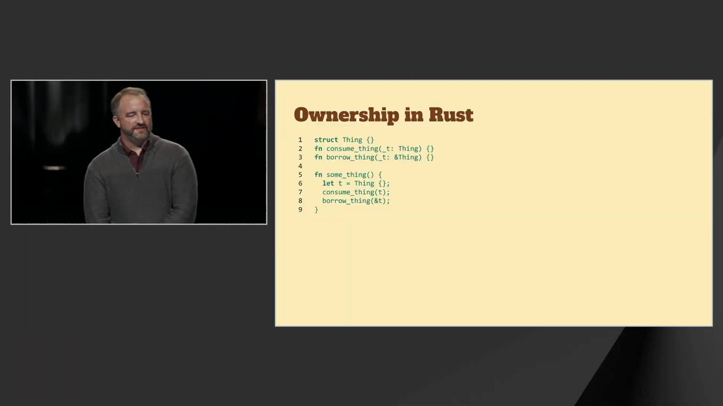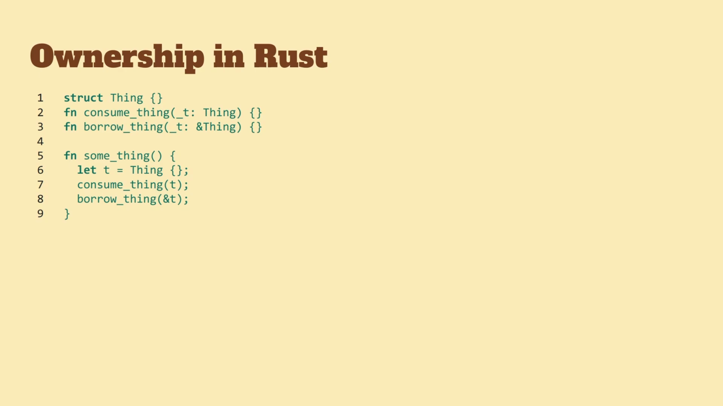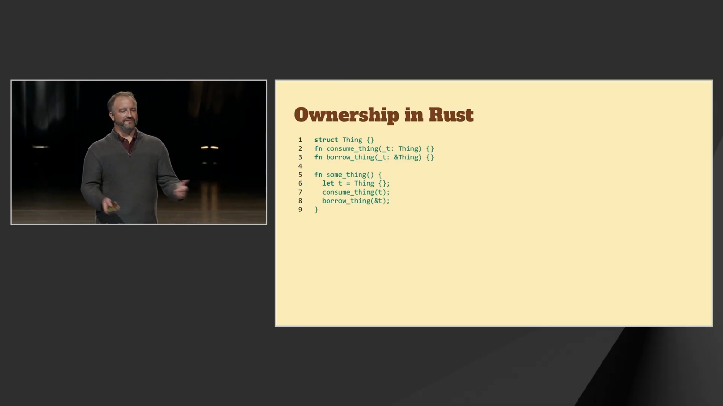One of the things that I think is particularly special to Rust is the way that it's built around this idea of ownership. And so I wanted to have just a short program here to demonstrate a flavor of what that looks like. So in line one, I've created a new structure called thing struct. I've defined two functions, consume thing and borrow thing. The really relevant difference there is that ampersand in front of thing in borrow thing.